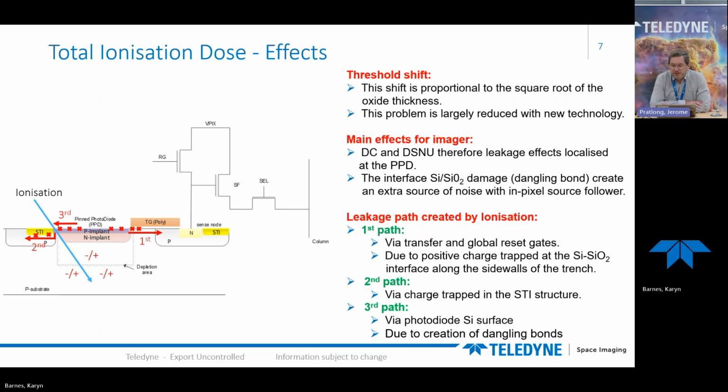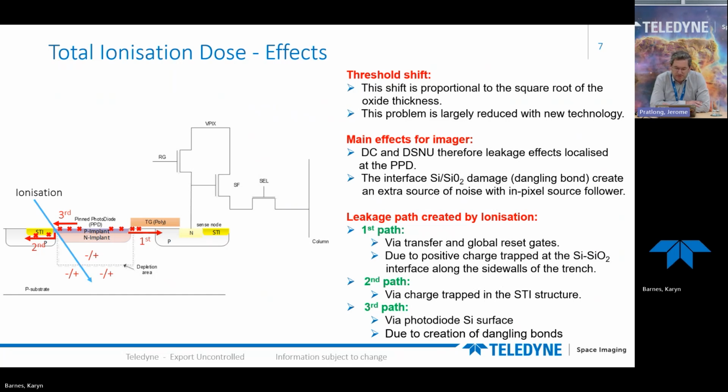As I mentioned, the threshold shift exists, or potential shift. This is proportional to the square root of the oxide thickness. And with new technologies where the thickness is small, this problem is relatively reduced and therefore can be handled by good design practice. Therefore, what remains is dark current, DSNU, from the photodiode, and also noise from the damage created at the silicon-silicon oxide interface, damage that we also call dangling bond.